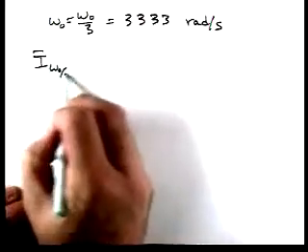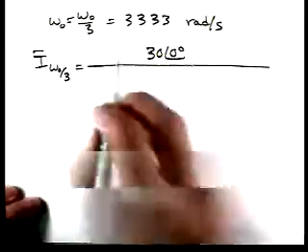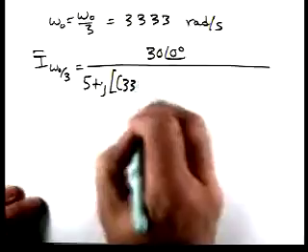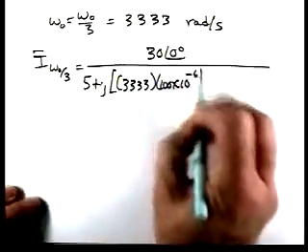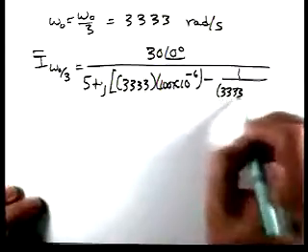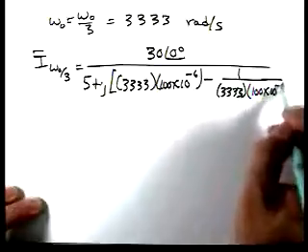Now, for omega equal omega naught over 3, which is 3,333 radians per second, we'll have I of omega naught over 3. We'll have 30 at an angle of 0 divided by 5 plus J. There's the omega, there's the L, and here's the omega, and then the value of C.